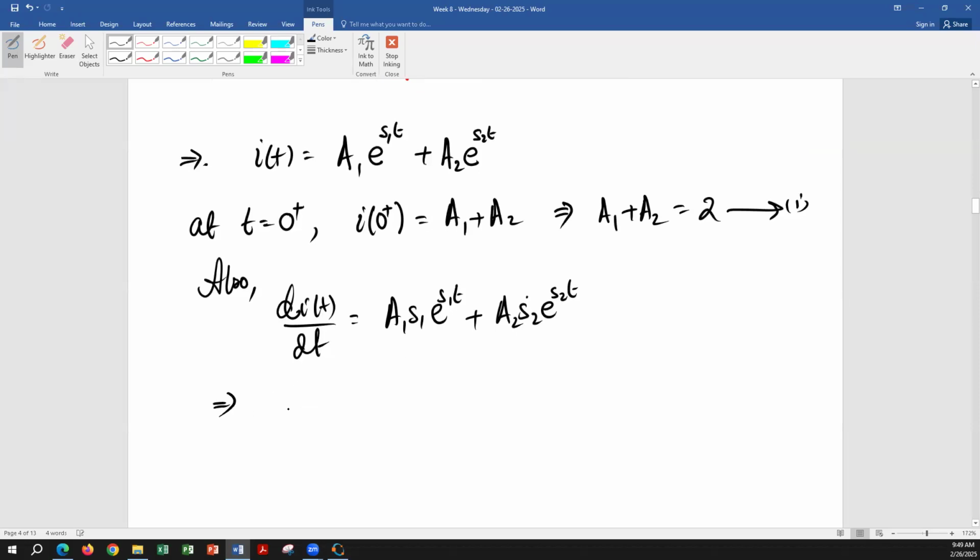Okay, and now we're going to evaluate this again at 0 positive. And that will give us A1 s1 plus A2 s2. Again, e to the power 0 will be 1. Okay, now di over dt, how are we going to write that down? di over dt. And remember, this current is inductor current, so it's actually di_L over dt because it's passing through the inductor. V_L over L.